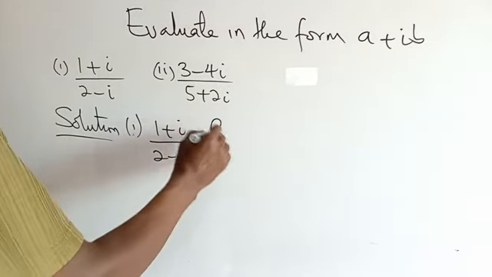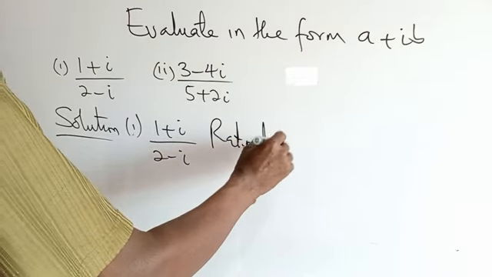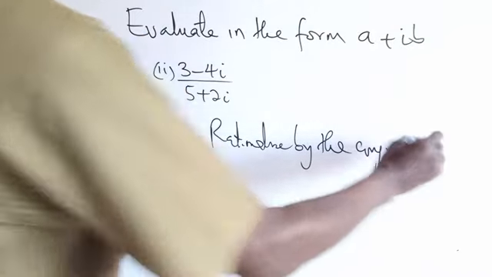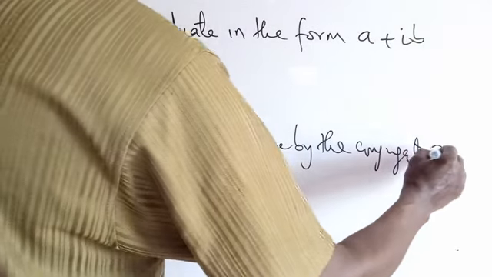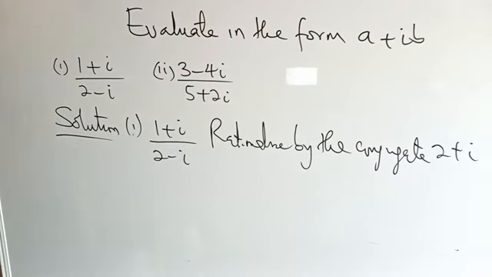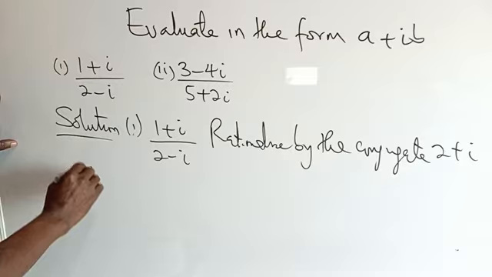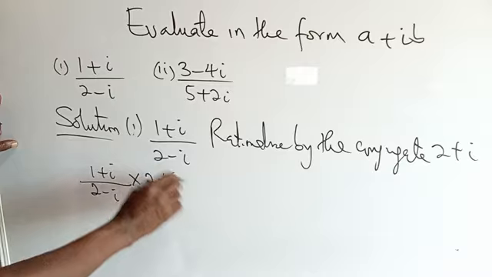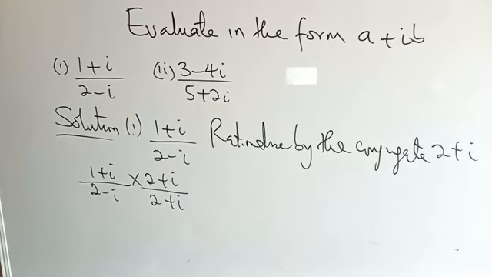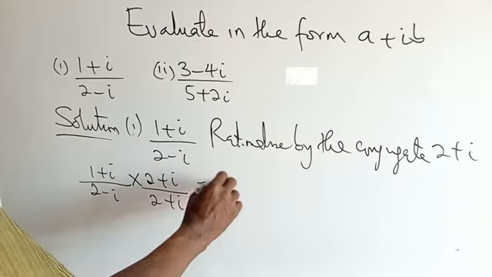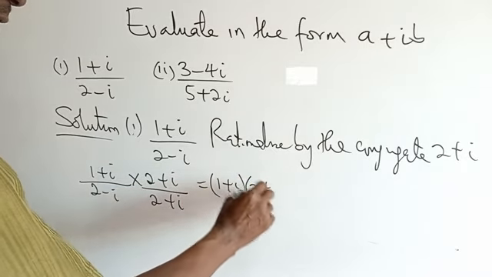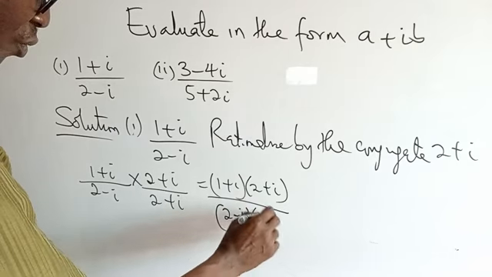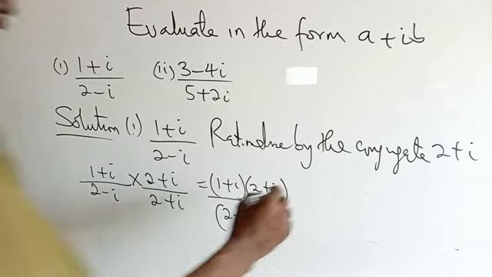So now rationalize by the conjugate 2 plus i. So we multiply by the conjugate 2 plus i. So that means we have 1 plus i all over 2 minus i multiplied by 2 plus i all over 2 plus i. That's the meaning. Okay, that means 1 plus i multiplying 2 plus i, all over 2 minus i multiplying 2 plus i. Okay, so now let's open it up.